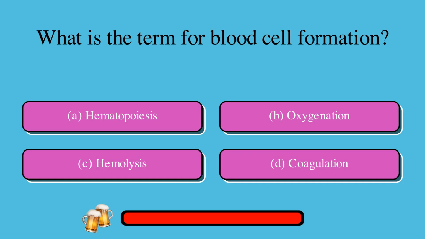What is the term for blood cell formation? A, hematopoiesis or oxygenation, or C, hemolysis or coagulation? The correct answer is A, hematopoiesis.